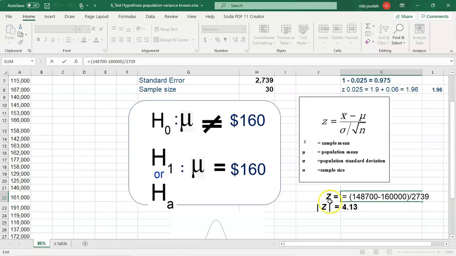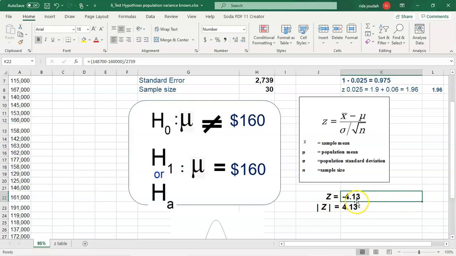So uppercase z equal sample mean minus the assumed population mean that we want to test divided by the standard error, which is sigma by square root of n, which is 2739. And the value here equal minus 4.13. And as we said, we can use the absolute value of z, so it will be easier for us to compare it with z value from the table, which is 1.96. The absolute value of z here is 4.13.